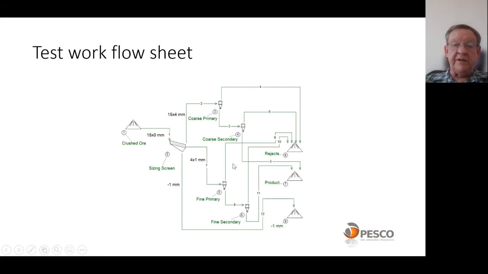And then on the 4 by 1, that's a fine fraction. We have a 2-stage, fine primary and secondary. The floats from both the primary and the secondary go to reject. And then the sinks from the second stage, secondary, reports to product.